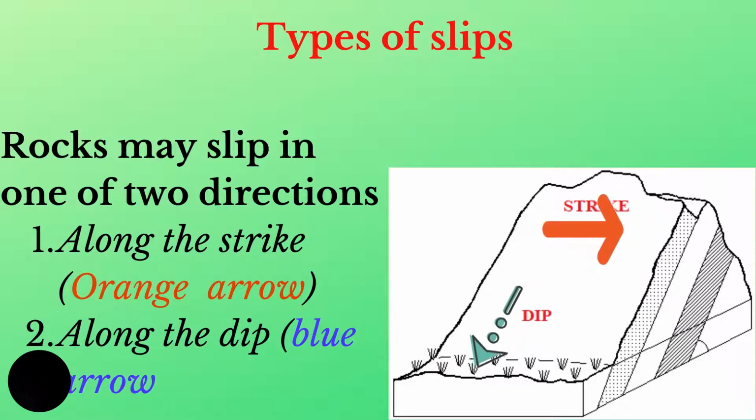The diagram shows the two types of slips that are associated with faulting. So if the displacement occurs in a horizontal direction, we say that it's a strike slip. If it occurs in a vertical or up-down direction, then we say that it is a dip slip. And so the strike is indicated by the orange arrow, while the dip is being demonstrated by the blue arrow.